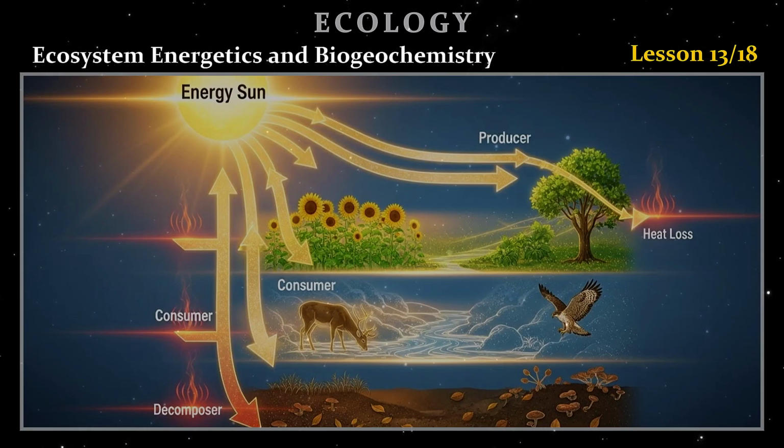Second, matter cycles. The atoms that make up your body, the carbon, the nitrogen, the phosphorus, have been on Earth for billions of years. They are used, discarded, and used again. You are made of the same atoms that once made a dinosaur, a fern, and a prehistoric ocean. Matter is a closed loop.